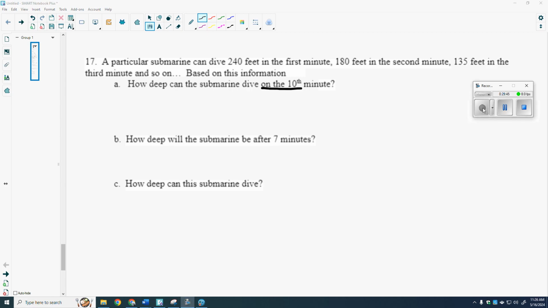Okay, so we decided this is a sequence because we're looking for the 10th minute. Looking at my geometric sequence formula, a sub n equals the first term, 240, times our r value, 180 divided by 240, which is 0.75, raised to the n minus 1. We're looking for the 10th minute, so n is 10.